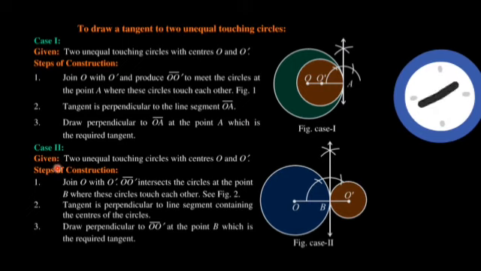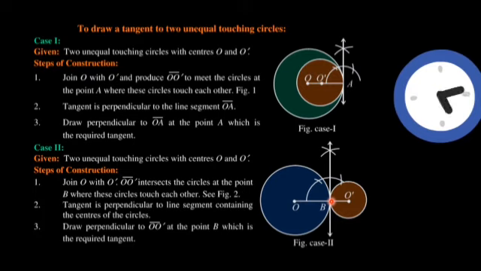Case 2 says that we are given two unequal touching circles with centers O and O prime. These two circles touch each other externally. First of all, join O with O prime. This line OO prime intersects the circles at the point B where the circles touch each other. So this is the point B where these two circles are touching each other.